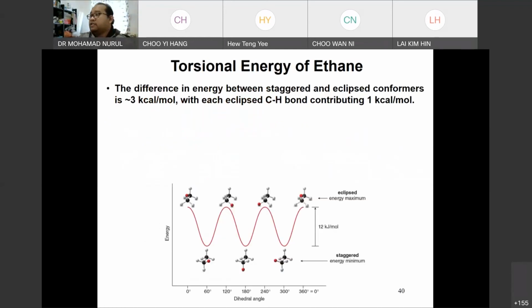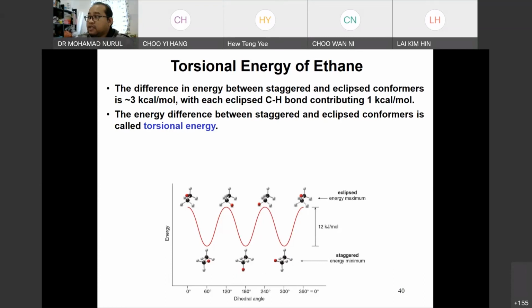Okay, torsional energy of ethane. The difference in energy between staggered and eclipsed conformations is around 3 kilocalories per mole. So it's not much, but there is still a difference in energy, because we already discussed electronic levels. Okay, the energy difference between staggered and eclipsed conformers we call torsional energy.